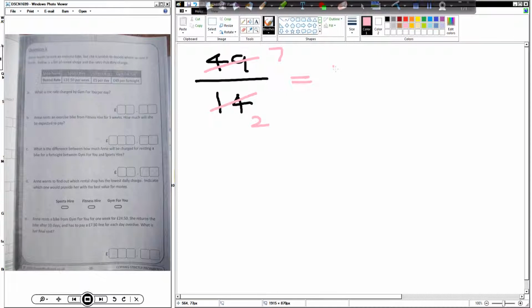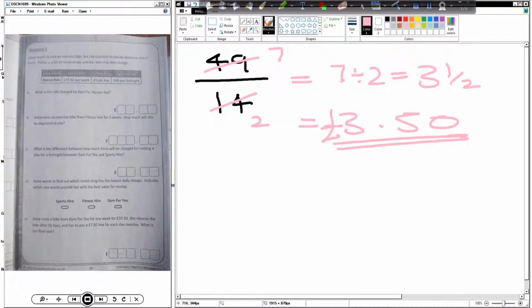Okay. So 7 divided by 2. What's 7 divided by 2? 3.5 as a fraction. And if you do as decimal, is £3.50, which is absolutely correct. Because they want to know the daily rate for Gym for You per day. So what you have to do is £49 divided by how many days there are in a fortnight. And there are not 4 days in a fortnight.